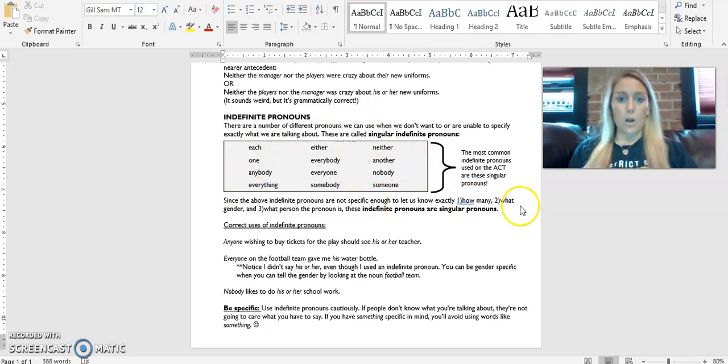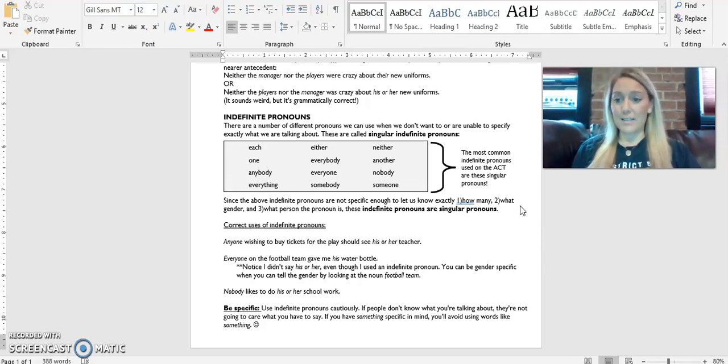Okay, so when you use a singular indefinite pronoun as an antecedent, you also need to make sure that you have a singular pronoun to follow it. Okay, so for example, down here, this is giving you examples of singular indefinite pronouns, okay? Anyone wishing to buy tickets for the play should see his or her teacher.